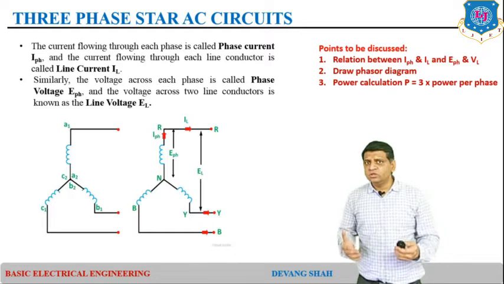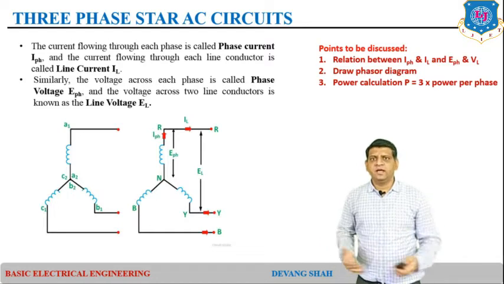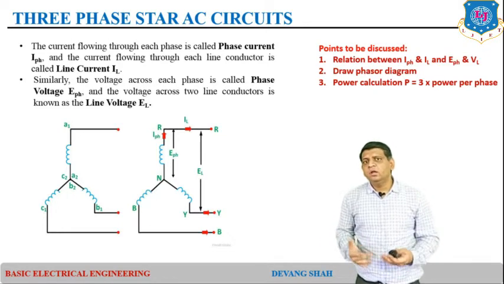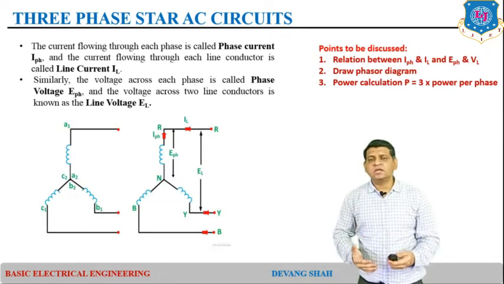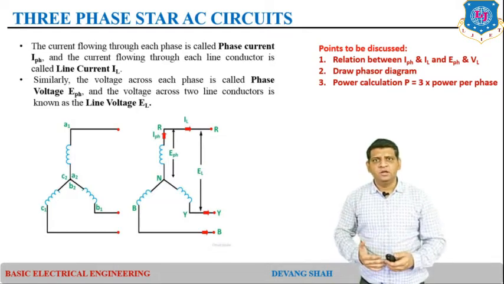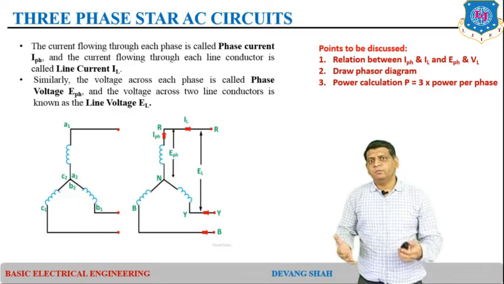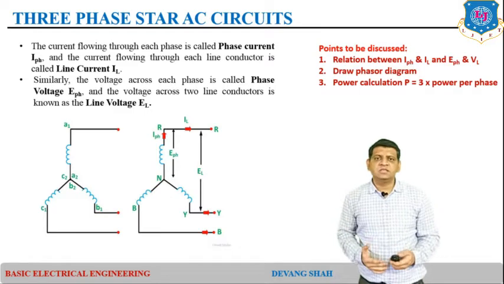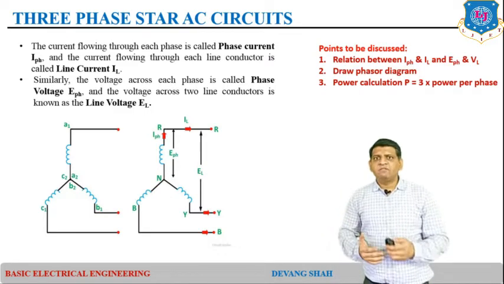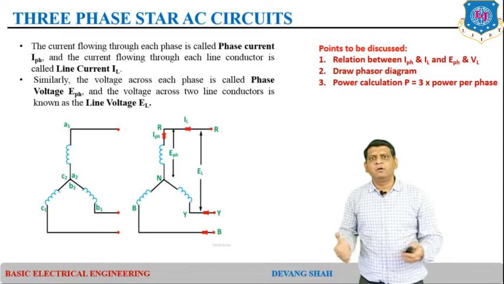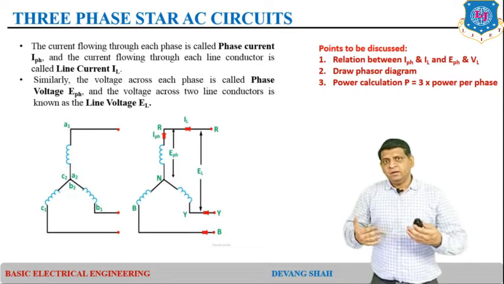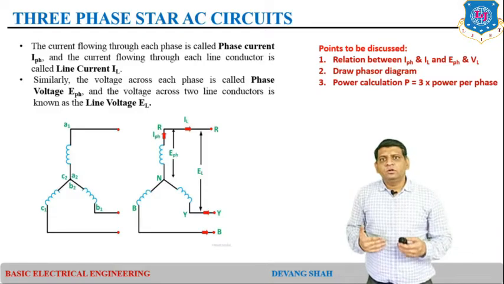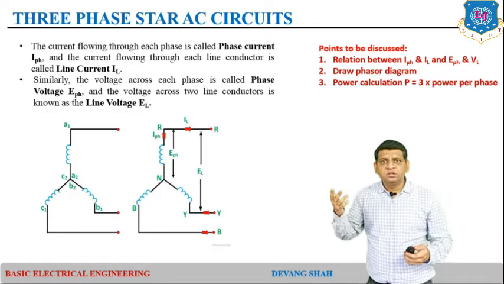Point number 2 is to draw the phasor diagram. Here we are not going to draw the waveforms. Point number 3 is the power calculation. The overall power of a three phase AC signal is the total power equal to 3 times the power per phase, right? So in the next part of the theory we need to discuss these 3 points.